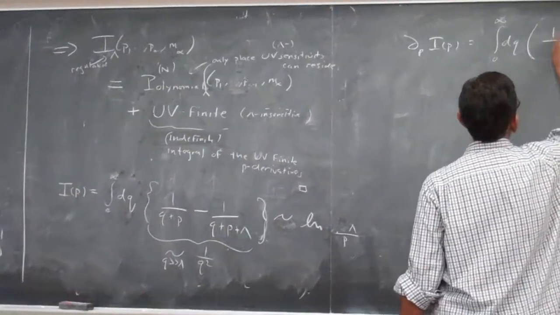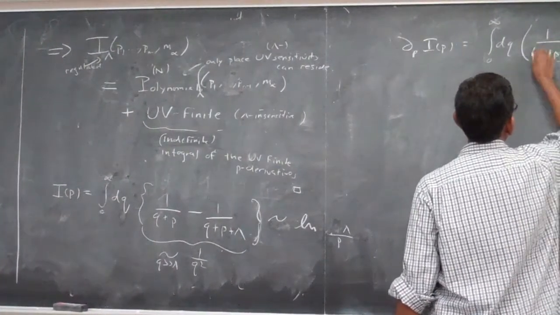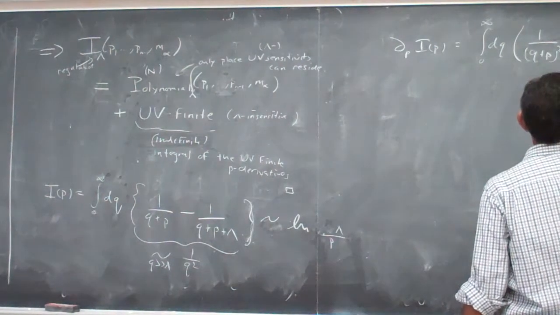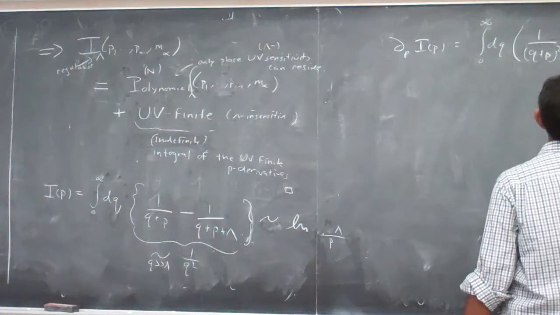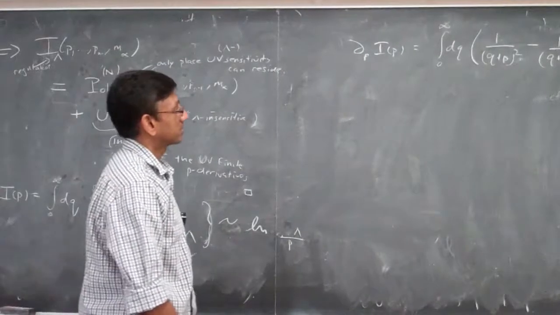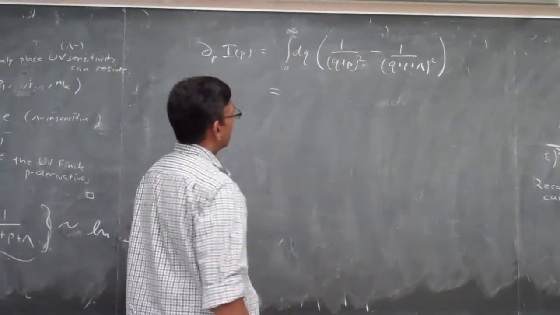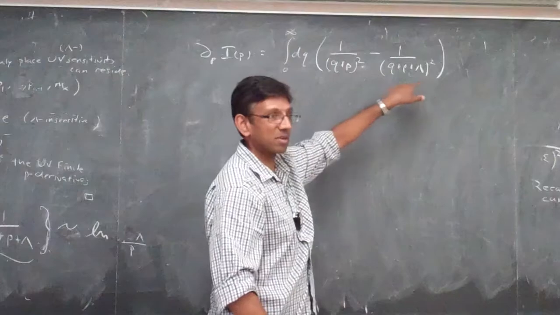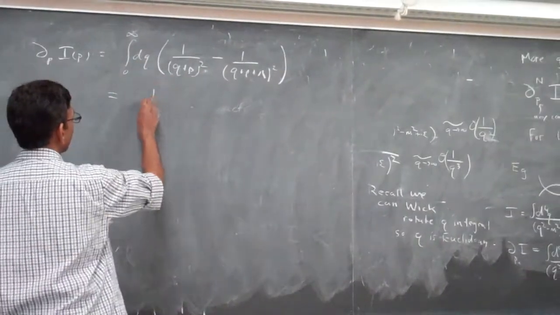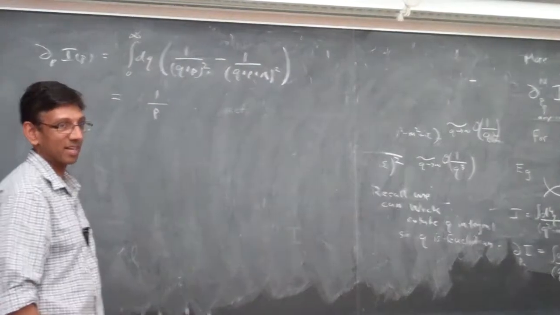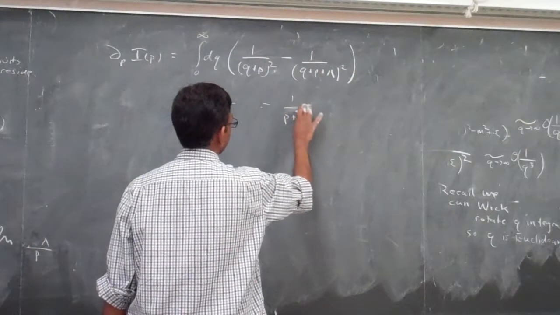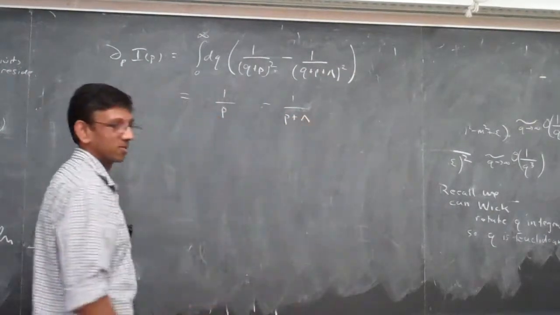And so I get 1 over (q+p) squared minus 1 over (q+p+λ) squared. Okay. And actually, these two terms are separately integrable. So here, let's do the first one. You get a 1 over p by doing that integral. And here you get a 1 over (p+λ) by doing that integral.